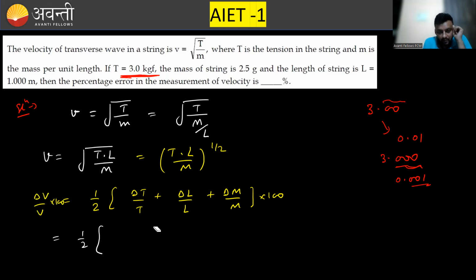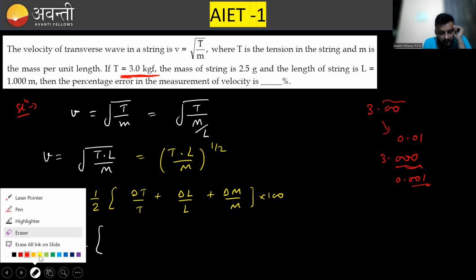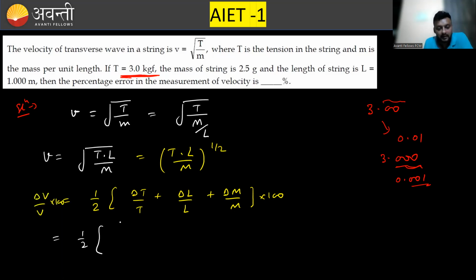So by the concept of this, I can write here which pen I was using. Actually, I was using white pen. So delta T error is 0.1 divided by tension is 3 plus error in the measurement of L. Can you answer? What is the error in the measurement of L?